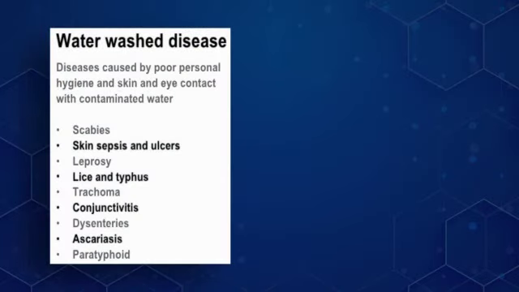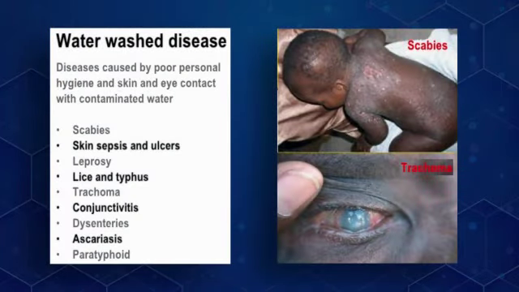Water-wash diseases. Diseases caused by poor personal hygiene and skin and eye contact with contaminated water. So if this water enters our skin or eyes, this is not an oral or ingestion problem, but a frontline problem. Suppose we are seeing in the picture a baby having rashes on the body, so this is scabies, and in another picture red eyes, so this is trachoma. When dirty, contaminated water enters the eyes, this is the problem.